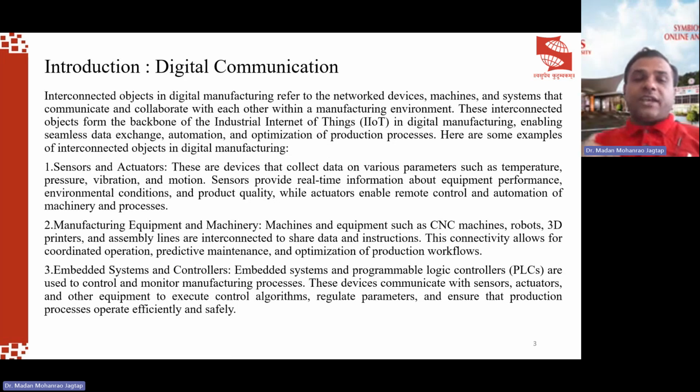So here we can say manufacturing equipment or machinery are interconnected and they share the data and instruction with each other. It means the 3D printer will communicate that this particular product is completed, you can carry it to the next machine. Then when this particular product is finished, you can carry it to the next machine. So this connectivity allows for coordinated operation, predictive maintenance, and optimization of production workflows.